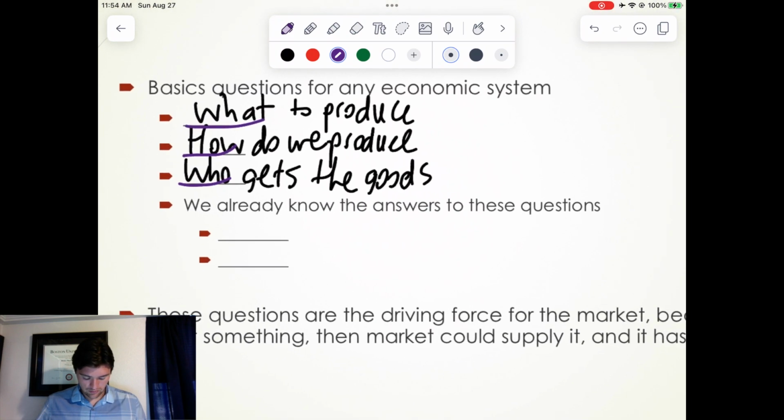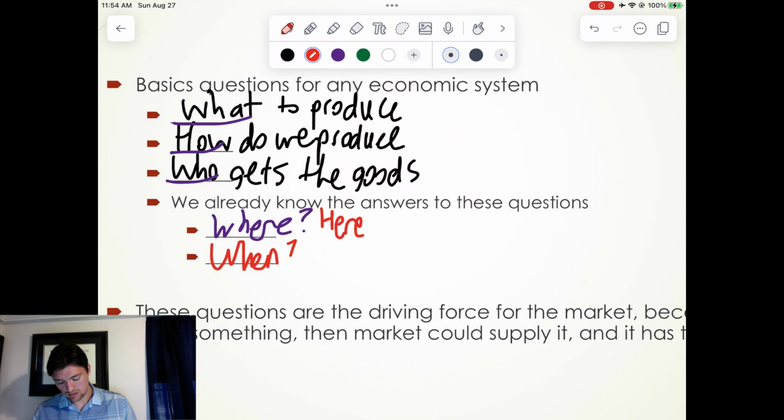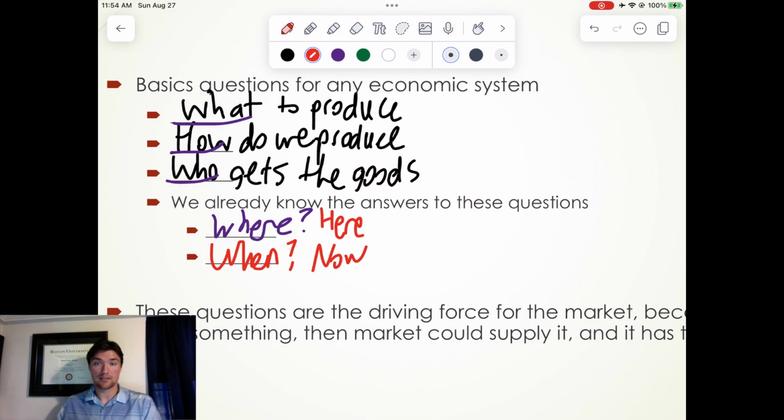We already know where, because if I have an island and I'm trying to figure out where do we produce, here, right? We know that one. Another question could come up is when. Well, if I want to eat, right, when? Now. And if you want to add in why, just go back to, well, why do I want to eat? Well, I want to live. So we're not using economics to understand the where, when, and why. We're using economics to figure out the what, how, and who.